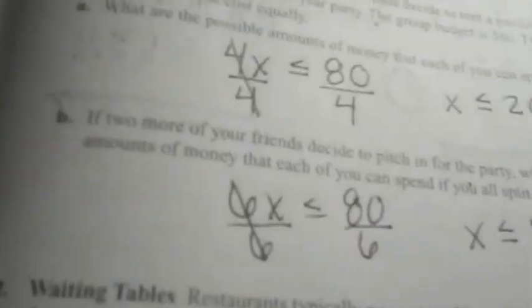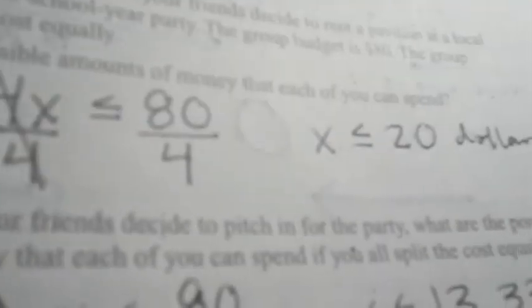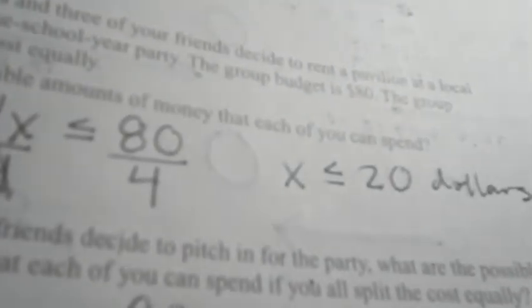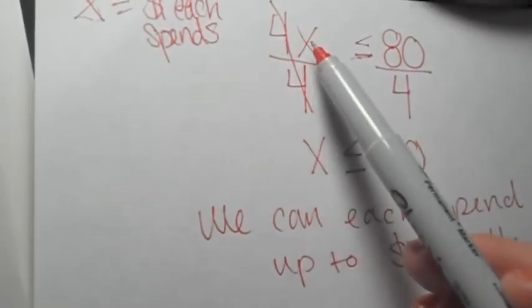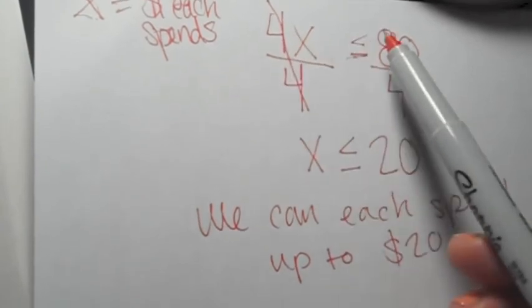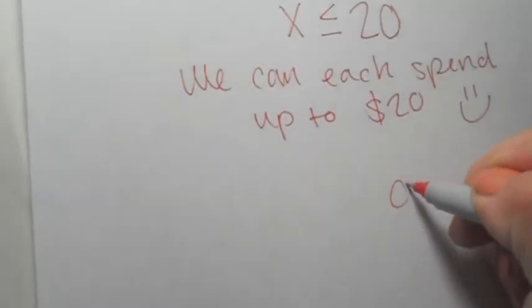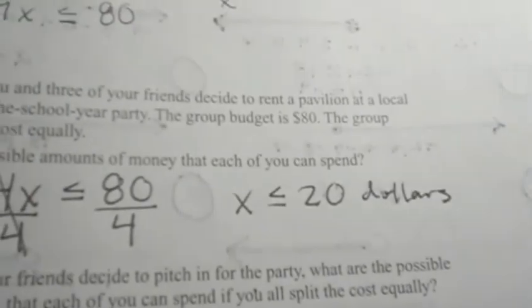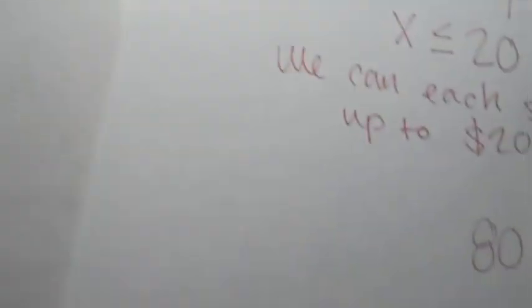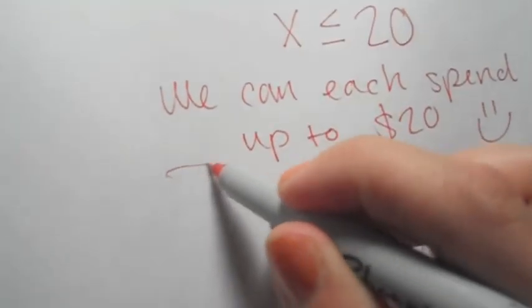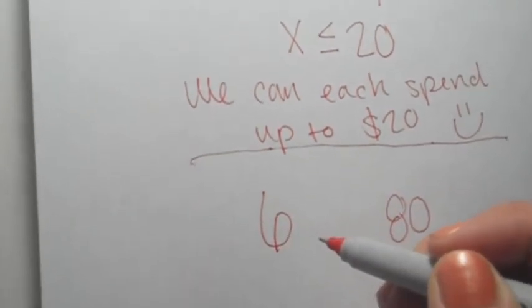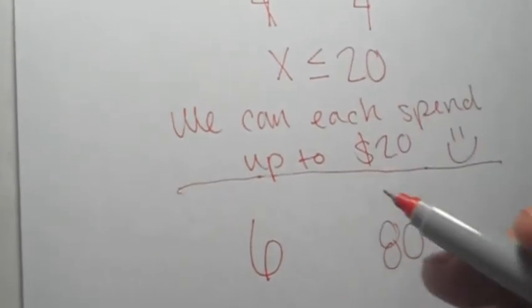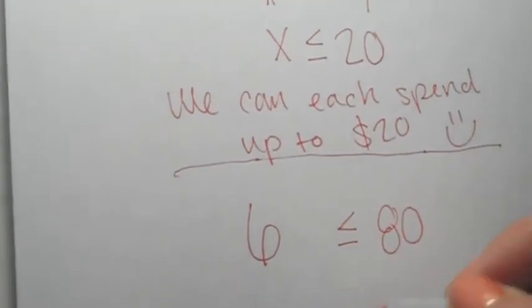Okay? Part B. If 2 more of your friends decide to pitch in for the party, what are the possible amounts of money that each of you can spend if you all split the cost equally? Okay, so remember 4 represented how many people were contributing to the budget. Now the budget is still $80 because it says the group budget is $80, except this time there's 6 people contributing because it said 2 more. So 2 more than 4 is 6. We still want it to be less than $80.